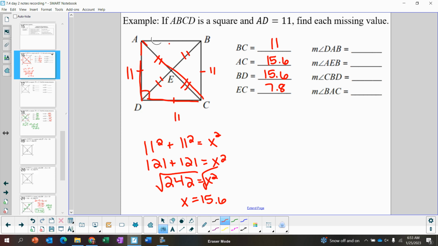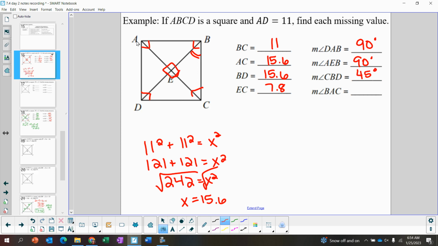We're actually going to get rid of a lot of these markings because it's going to get in the way. So we do know we have right angles in every corner, and we know we have right angles where the diagonals intersect. Measure of angle DAB, that is 90 degrees. Angle AEB is also 90 degrees. Angle CBD, so that's this portion of the angle. And because it got bisected, each of these halves is half of 90, or 45 degrees.